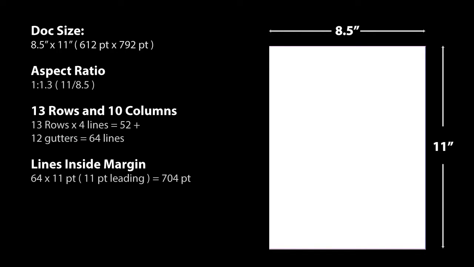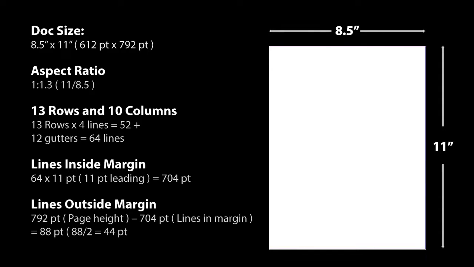Next, we want to apply how many baselines we have by our leading, and I want to use 11-point leading, so 64 times 11 equals 704 points. Next, we want to subtract 704, which is the height of our page within the margins, from the overall page height, which is 792 points. So 792 minus 704 equals 88.